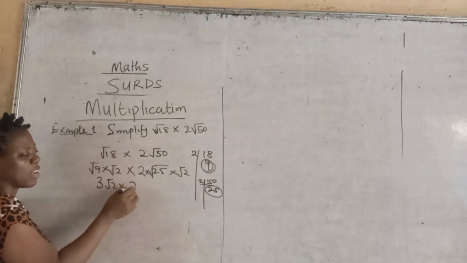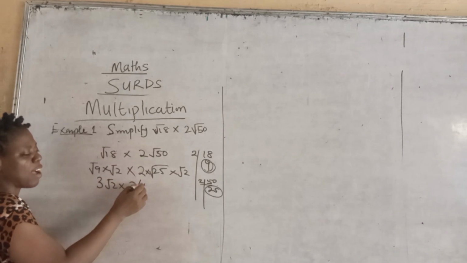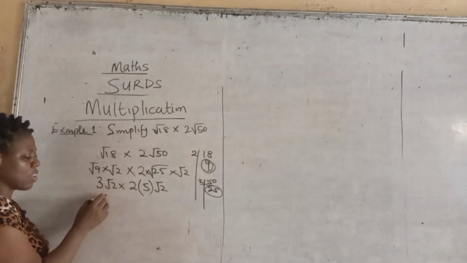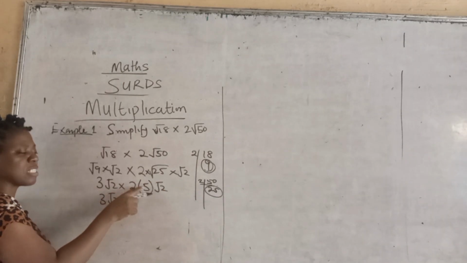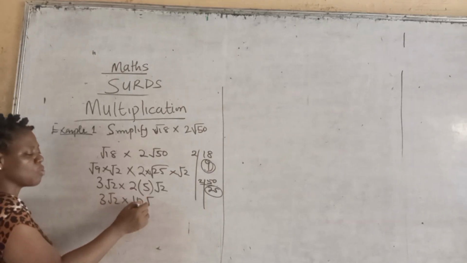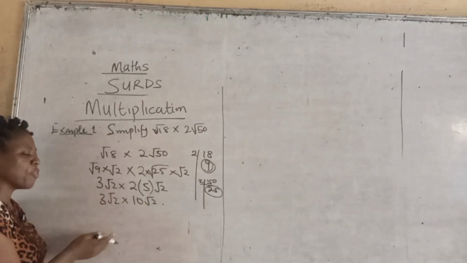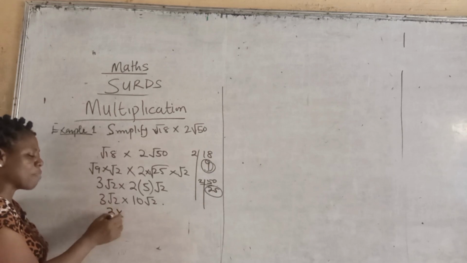We have 2 there already. What is the square root of 25? 5. And we have root 2. And we have 3 root 2 times 2 times 5 root 2, which gives us 10 root 2. And like I said earlier, number go for number, and that is 3 times 10.